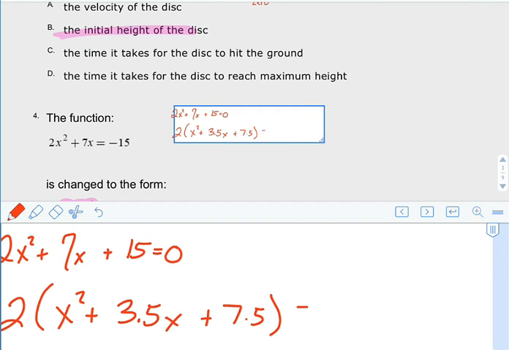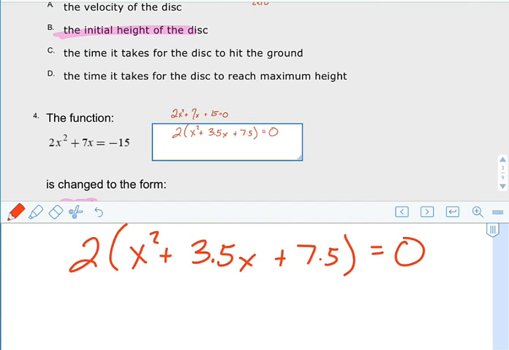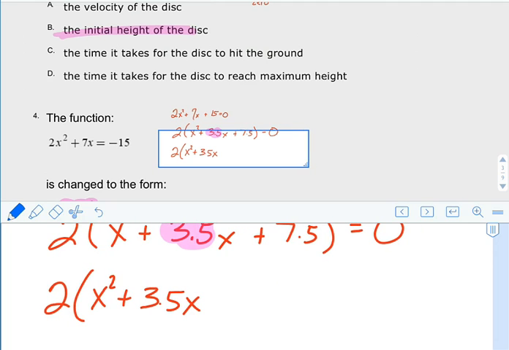All right, good. Now the next step is to find half of that value and add it and subtract it inside there. So here's what you'll have. X squared plus 3.5x. What's half of 3.5? Half of 3.5 is 1.75.